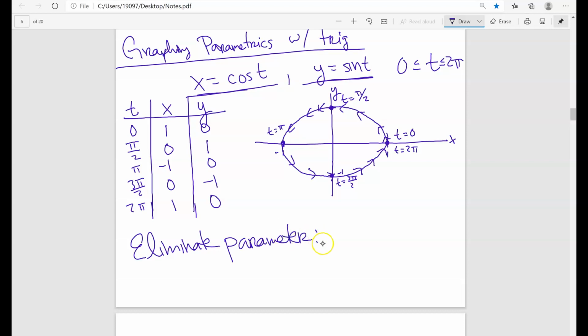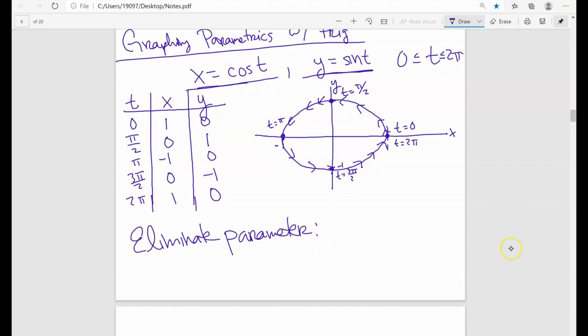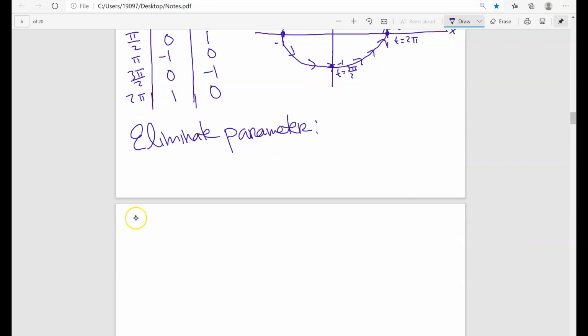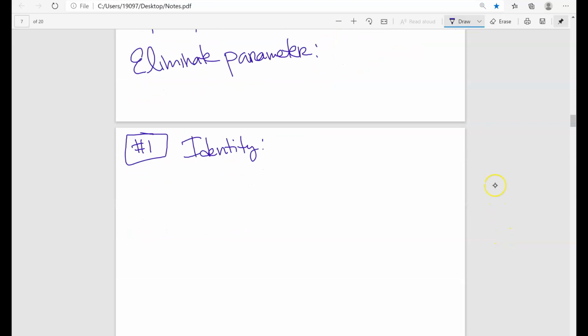Okay, so can we try to eliminate this parameter? Now, there's two ways that I'm going to show you how to do it. The first way, because we're dealing with trig functions, it'll be nice to use an identity. And one of the identities that we know is that cosine squared theta plus sine squared theta equals 1. So that's one of the identities that we know.